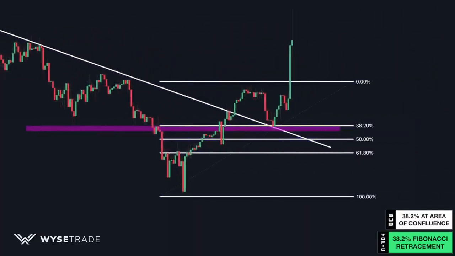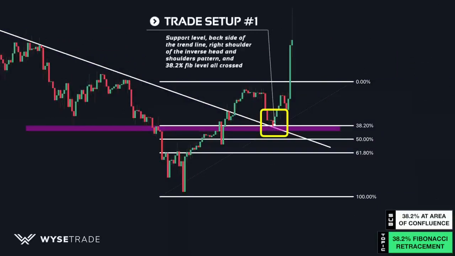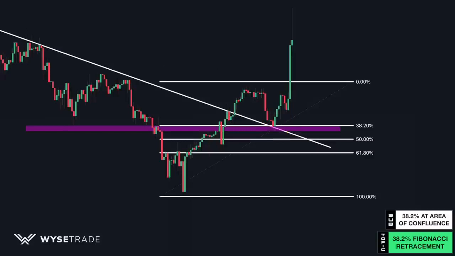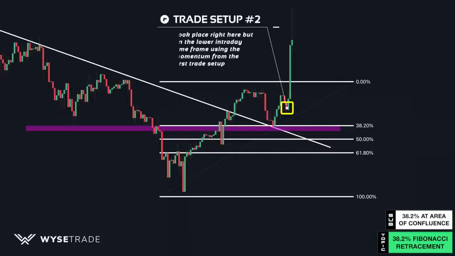Now, there were two trade setups we took on this asset. This here was the first trade setup, where the support level, backside of the trend line, right shoulder of the inverse head and shoulders pattern, and 38.2% Fib level all crossed. Now, our second trade entry took place right here, but on the lower intraday time frame, using the confirmed bullish and upwards directional bias from the first trade setup here.